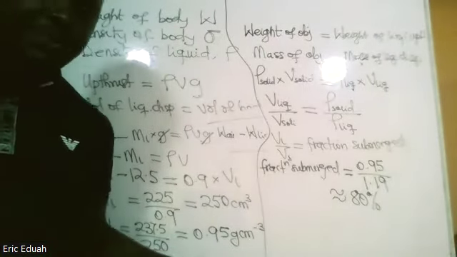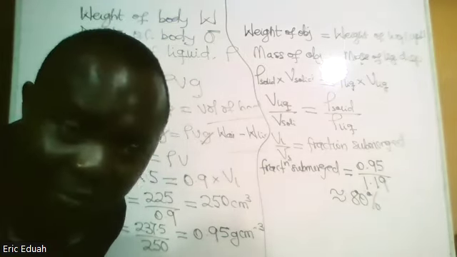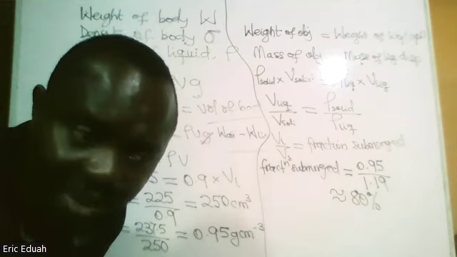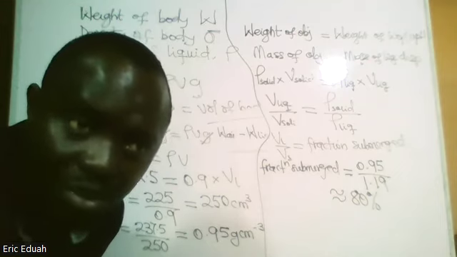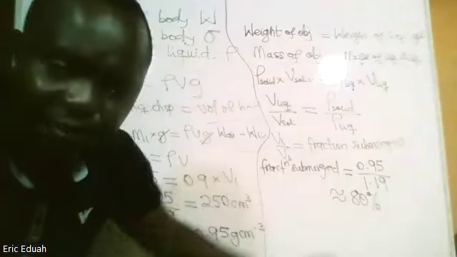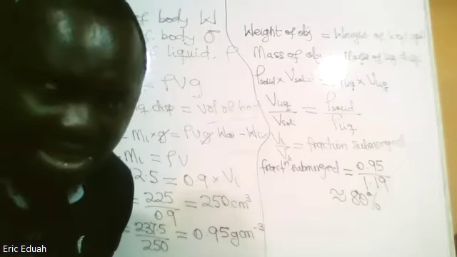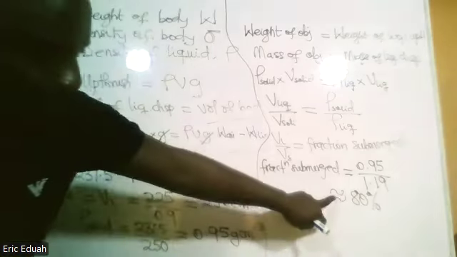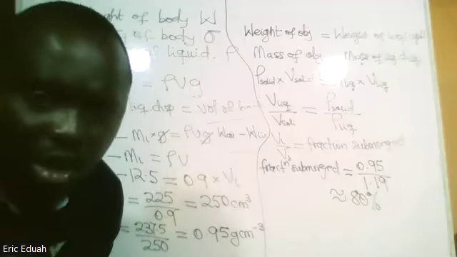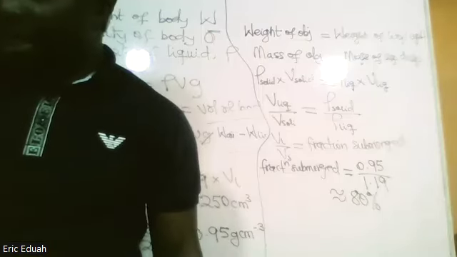One may ask, why are we expressing this in percentage when it talks about fraction? Don't forget, percentage is also a fraction. 50% is equal to half. 25% is equal to 1 over 4. 75% is 3 over 4. So if we express it in percentage, we are equally expressing it as a fraction. It means 80% of the solid will be submerged in this new liquid, and only 20% will be above the liquid. Please, is that okay?